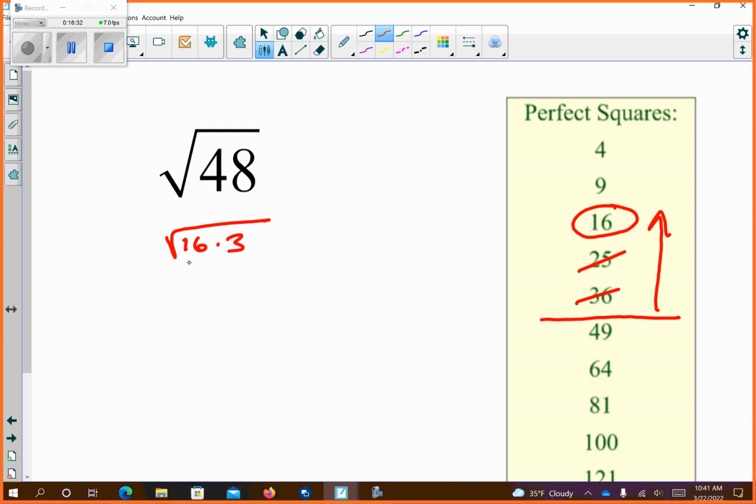Hey, friends, I have a question. What is the square root of 16? 4. So 4 square root 3. It's done. And again, what did I do? I looked at my perfect squares up through, I think your list went through 144. And again, if you don't have that list memorized, you can make it work. Okay?